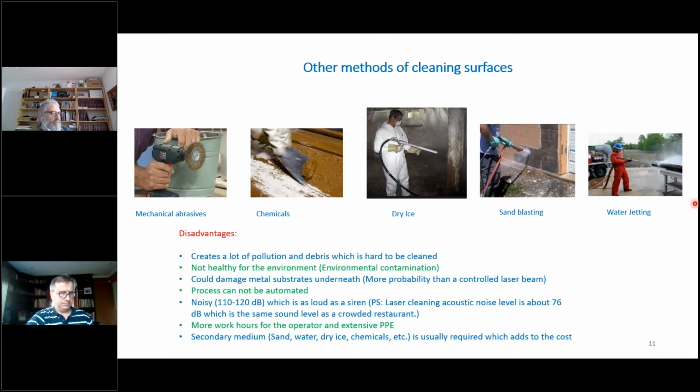And plus, the workers also need heavy personal protection equipment, because in the case of nozzle devices, the material could bounce back and hit them. So you need to put a lot of pressure to hold the gun there and basically do the cleaning.